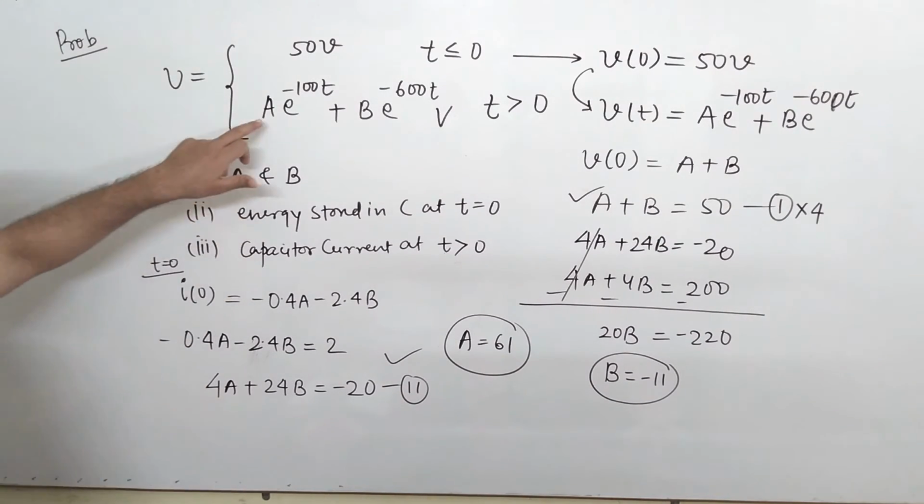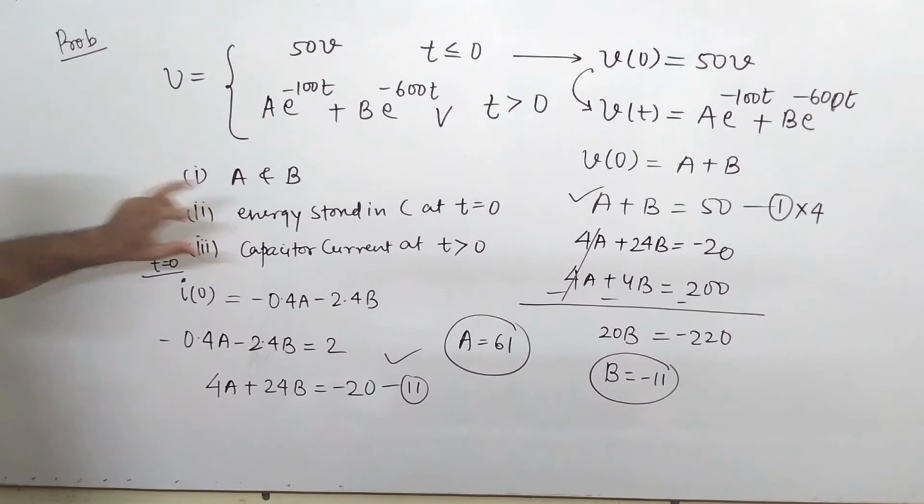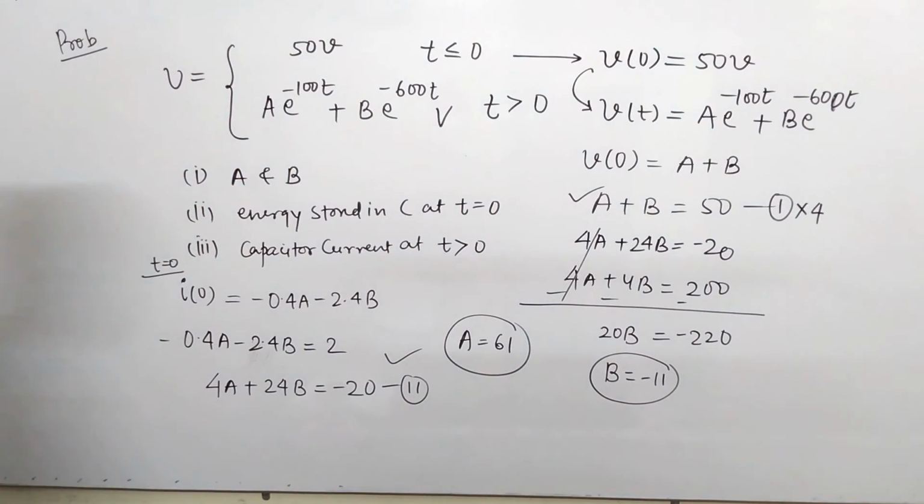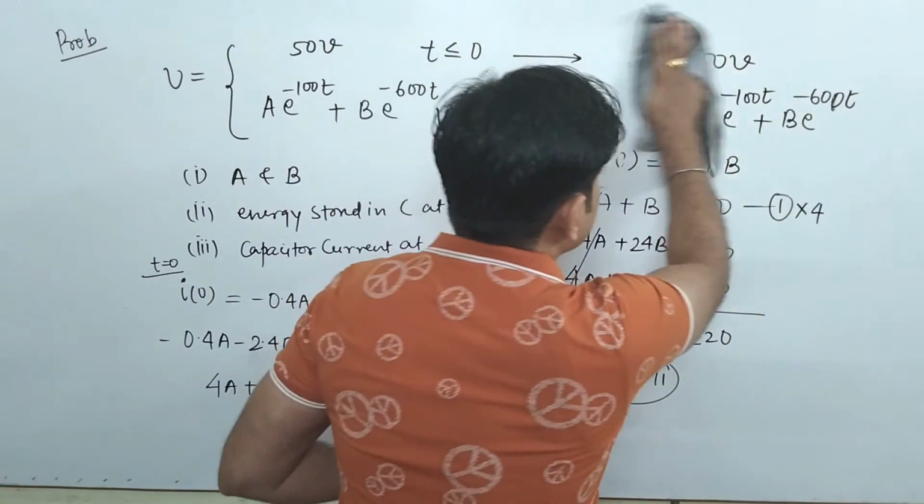So once you know the value of a and b, definitely you know the value of voltage Vt. Now you have to find the value of energy stored in C at t equal to 0. You can easily find that energy. What is that energy? That is 1 upon 2 CV square. At t equal to 0, the voltage is 50 volt. So you can easily find it.